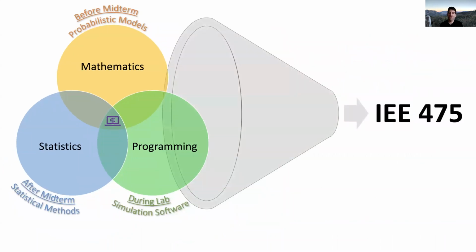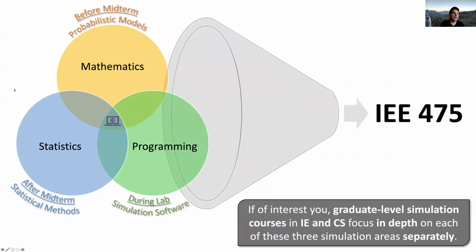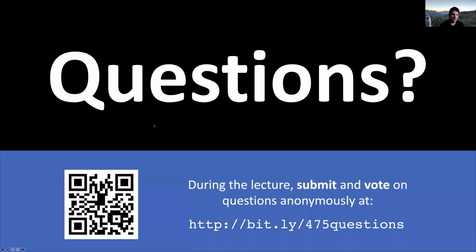So we're going to combine all of that into one in 475. We're going to focus before the midterm on the mathematics and probability of building these models. After the midterm, we're going to focus on the stats of how we then make use of these models. And then during the lab, we are going to focus on actually practicing with these tools.